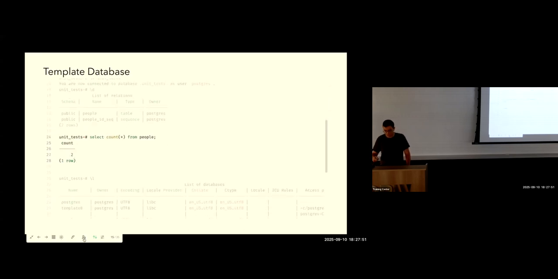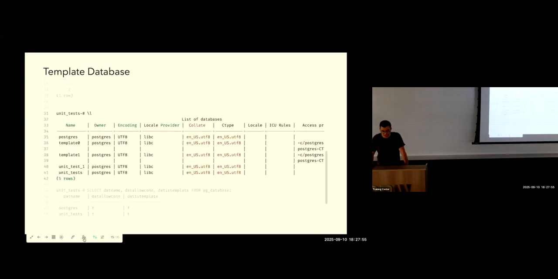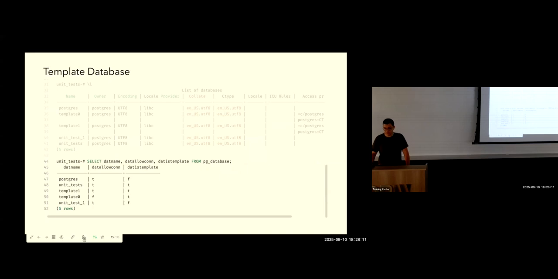And if you look, it has the same people, and we can inspect our current databases with this command. You will see your database is going to have template 0 and template 1. We've created unit test 1 and unit test by ourselves, but those other two are the system defaults. And if you want to query it, you can select from the pg_database table. And it's going to show you two properties here. One of them is whether it's a template or not, and whether it allows connections or not. And the only one that doesn't allow is template 0.